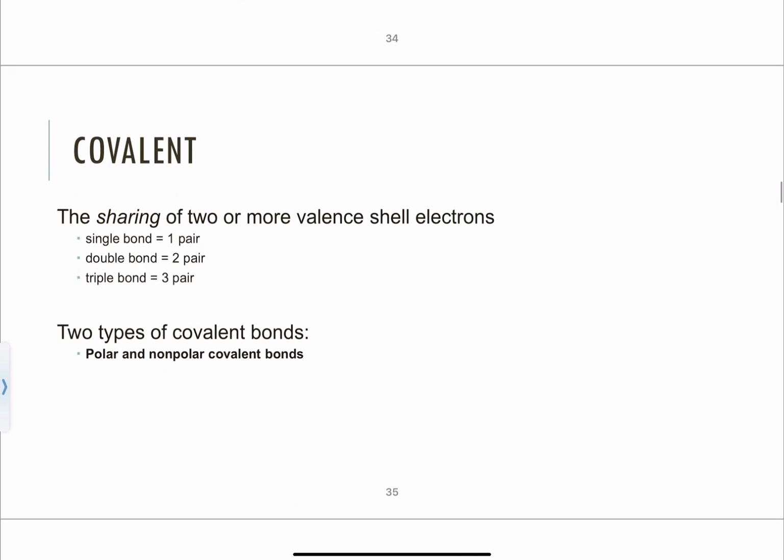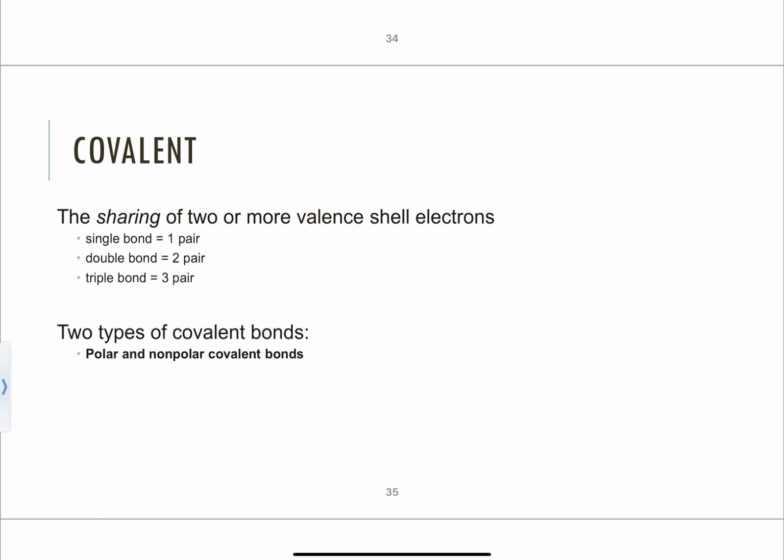Okay, moving on to covalent bonds. Again, this isn't the complete transfer of an electron. Instead, the 2 atoms are sharing electrons, and the electrons that they're sharing are the electrons that are in the valence shell. If they're only sharing 1 pair of electrons, we refer to it as a single bond. If they're sharing 2 pairs of electrons, it's a double bond. And if they're sharing 3 pairs of electrons, it's a triple bond.